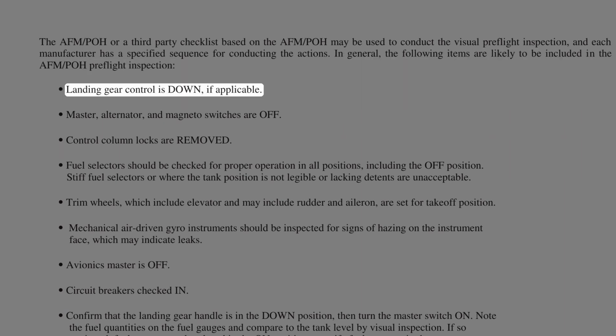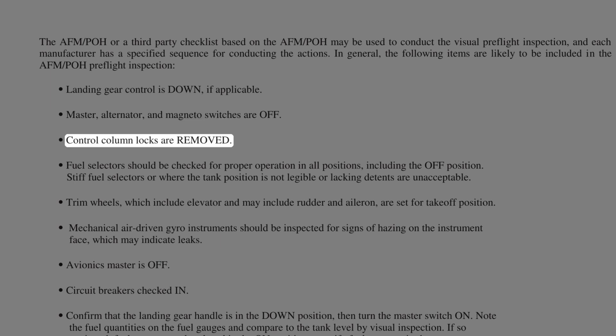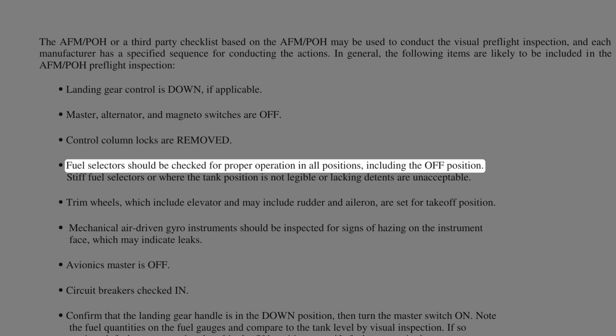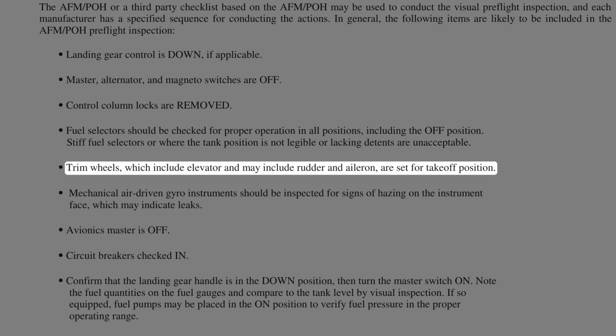Landing gear control is down, if applicable. Master, alternator, and magneto switches are off. Control column locks are removed. Fuel selectors should be checked for proper operation in all positions, including the off position. Stiff fuel selectors or those where the tank position is not legible or lacking detents are unacceptable. Trim wheels, which include elevator and may include rudder and aileron, are set for takeoff position.